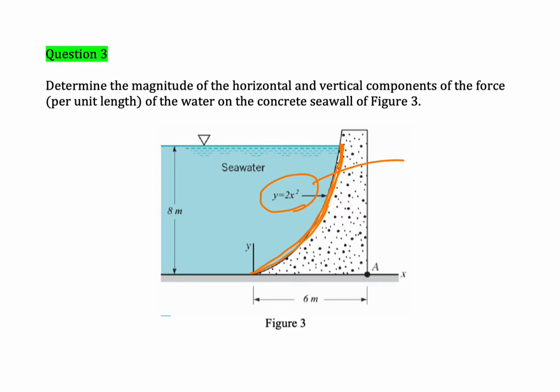From this diagram, we know that the depth of the water is 8 meter, and then the 6 meter here. Please be very careful, because this 6 meter is not the length from this point. We need to calculate the distance from the origin, the zero point, to the point where the free surface intersects with the curved surface.